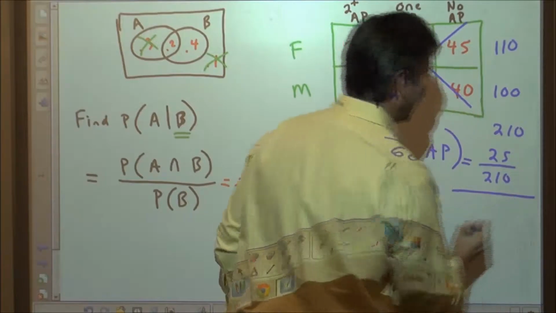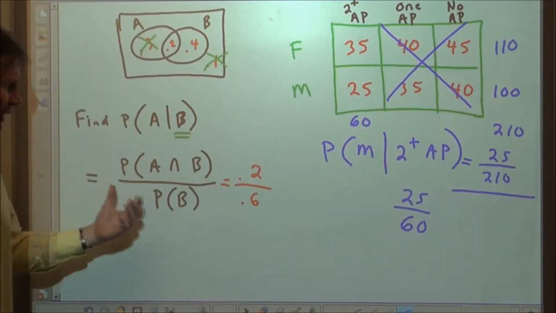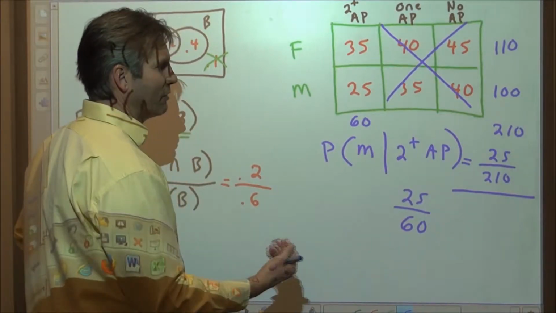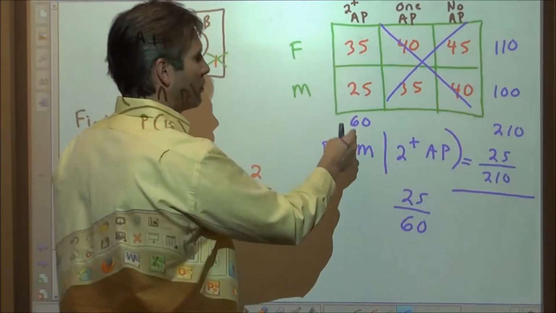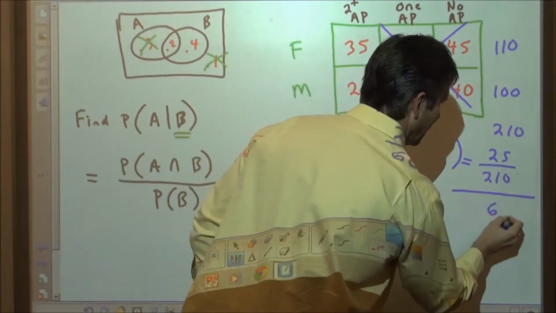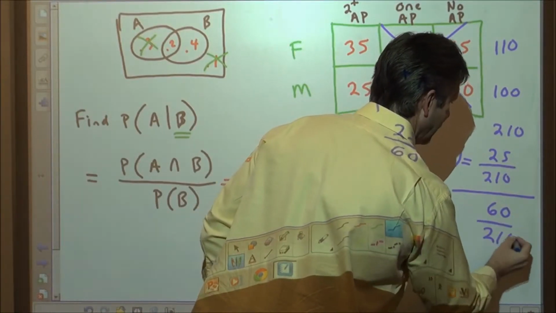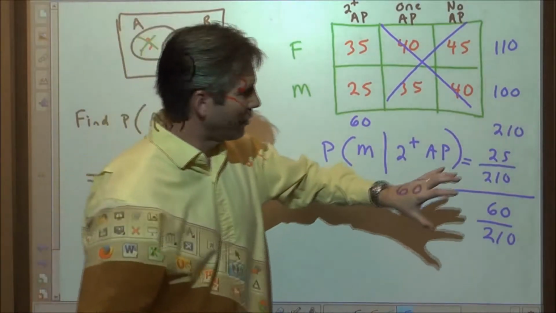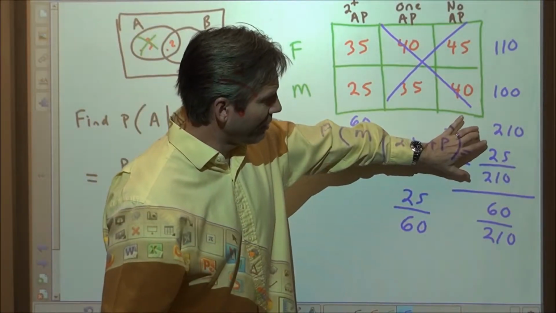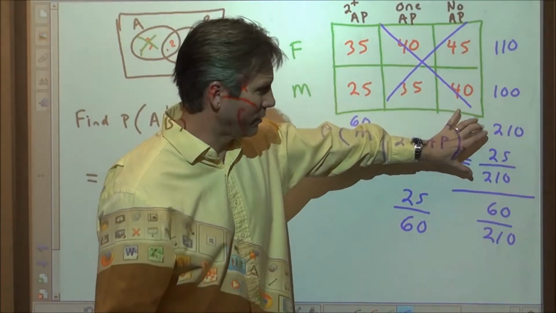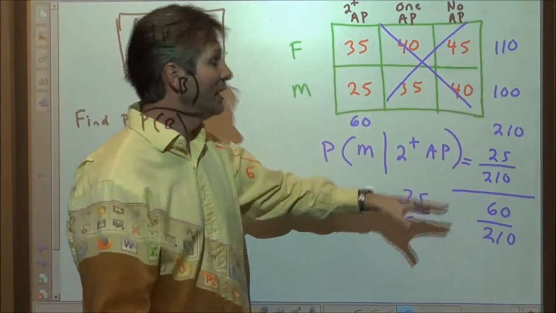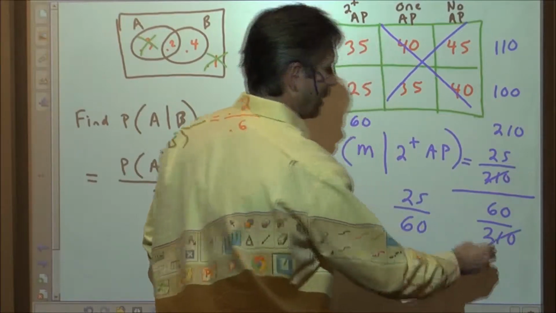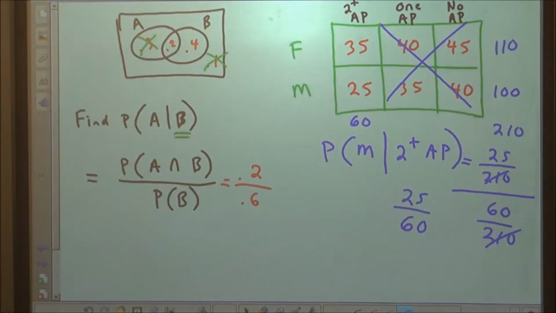We would divide that by the probability of the thing that was given. What's given here is that the person had 2 or more AP courses, so that would be 60 people out of 210. So if you were going to be a purist and follow the formula, it's the probability of a male and a person with 2 or more AP classes, which is 25 out of 210, divided by this. When you divide those out, the denominators cancel and you get 25 out of 60.